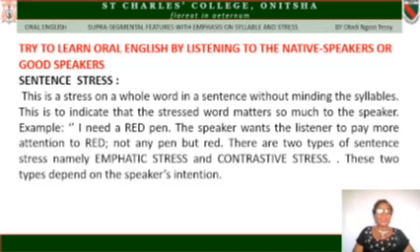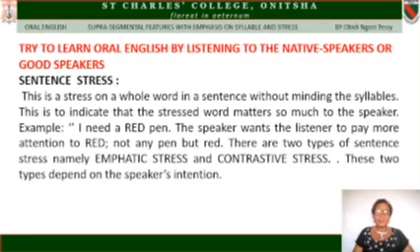We have sentence stress. This is a stress on a whole word in a sentence without minding the syllables. This is to indicate that the stressed word matters so much to the speaker. Example, I need a RED pen. The speaker wants the listener to pay more attention to red, not any pen, but red.